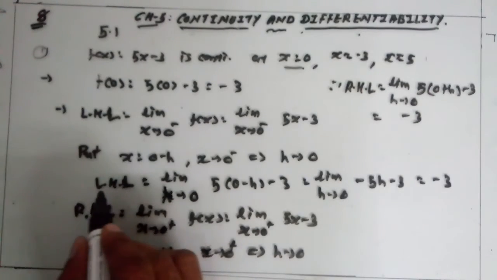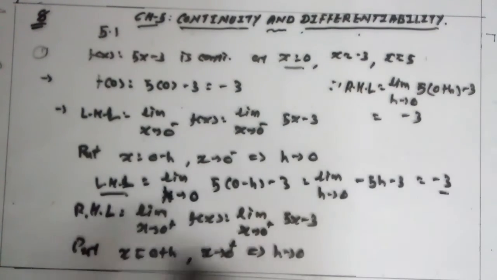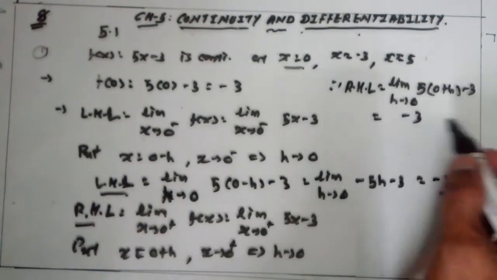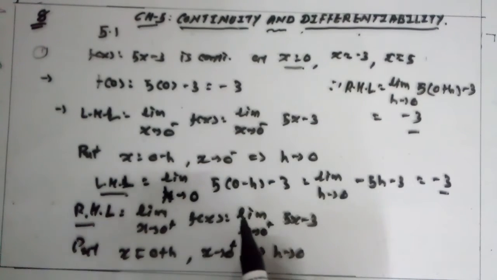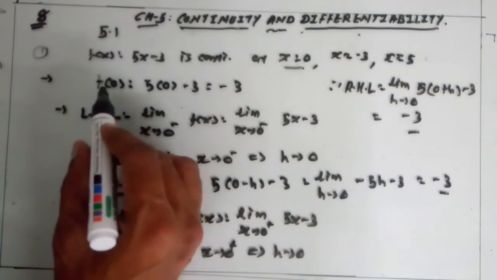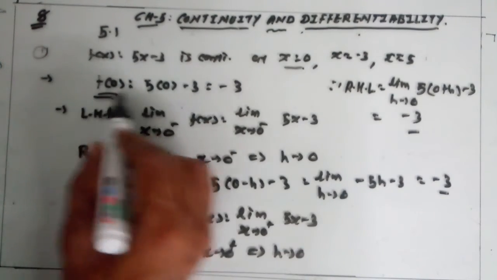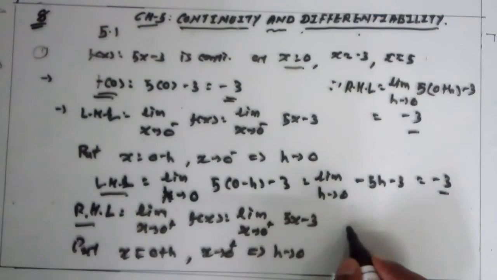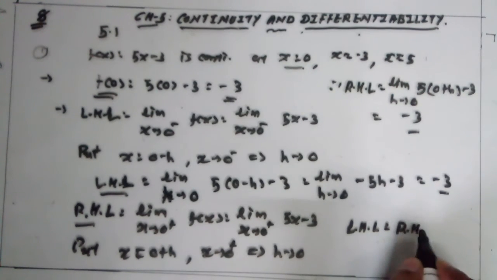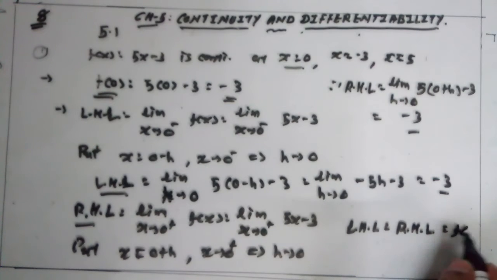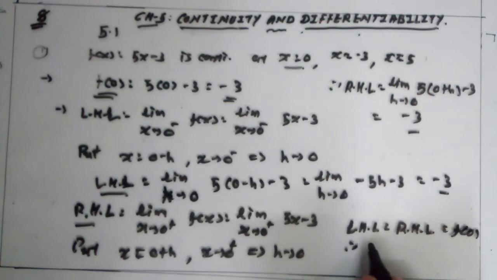So the left hand limit is equal to -3. The right hand limit is also -3. And f(0) is also -3. So left hand limit is equal to right hand limit is equal to f(0). Therefore we say that f is continuous at x = 0. Clear this?